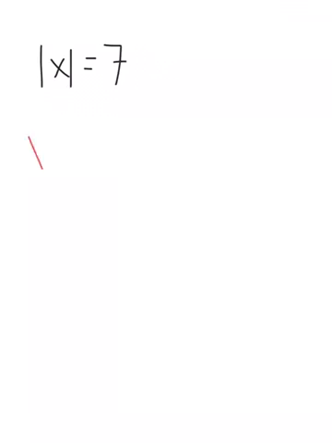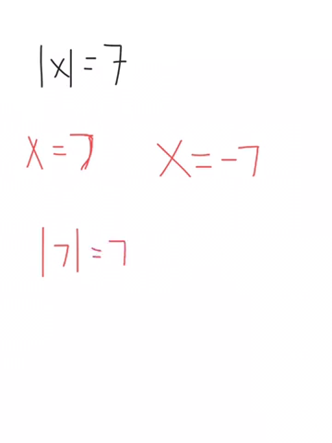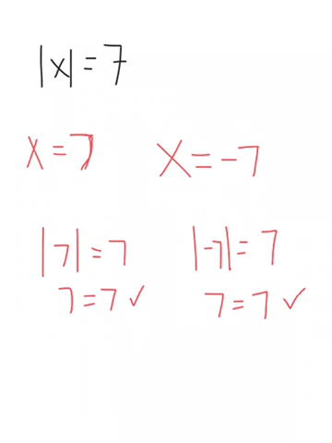They are 7 and -7. Both of these values make this equation true. If I plug it in to check, the absolute value of 7 equals 7, so that works. And then if I plug in -7, the absolute value of -7 is 7, so that is also true.